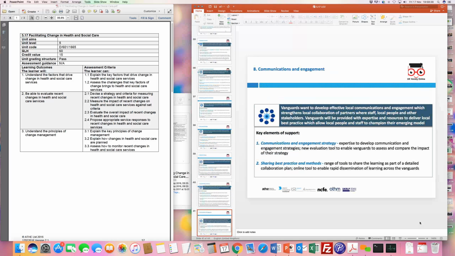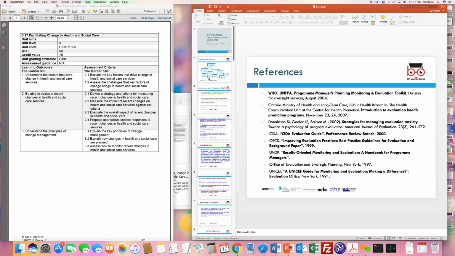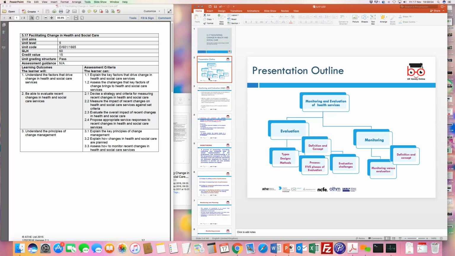These 8 factors, explained in a bit more detail on these 8 slides, bring us to a conclusion in terms of looking at the learning outcome. Just to summarize, in learning outcome 1 we identified the key factors which are driving change and contributing to driving change within the sector.